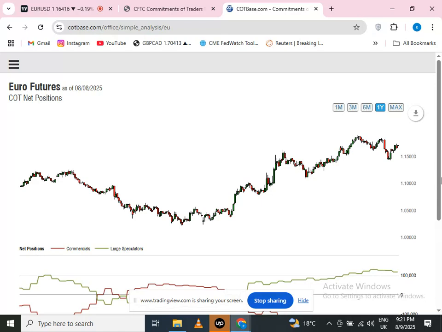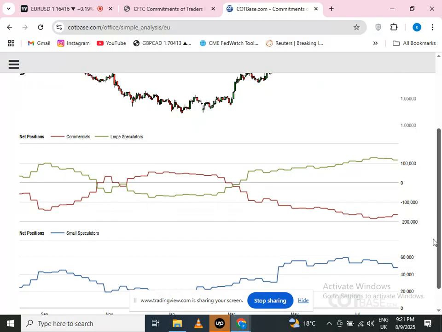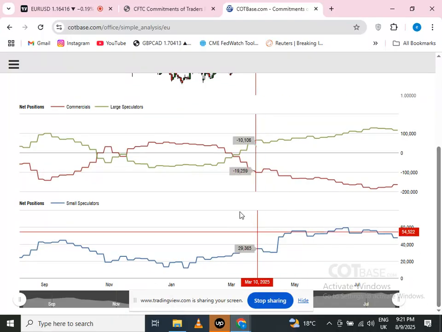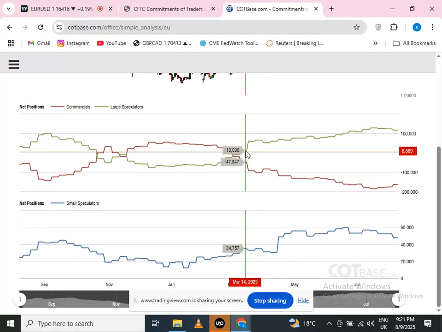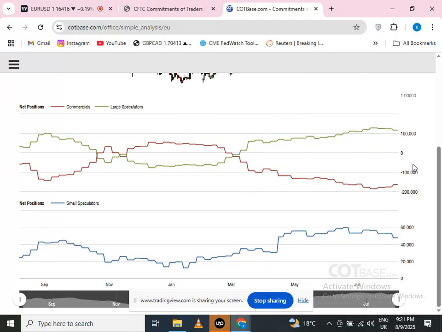Let's look at the euro. See the euro, guys, as I said before, when price is above the zero, it means that the large speculators are buying this pair. The large speculators have been long on the euro since March until now. They're still long on the euro. So what does it mean for the market? That's also a big upside on the euro since March, and I have told you that I have been long on the euro since March.